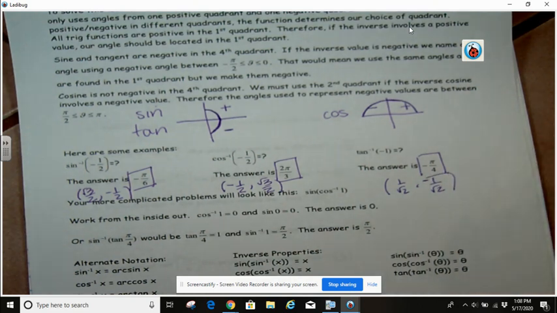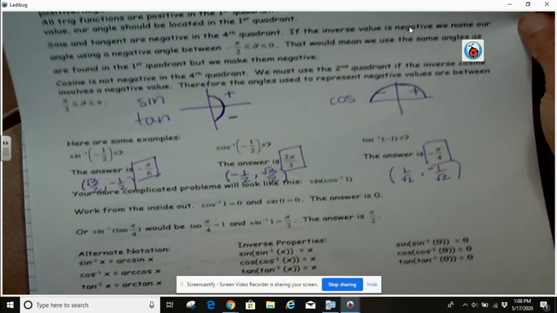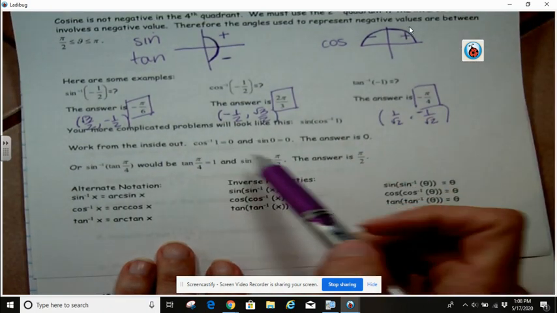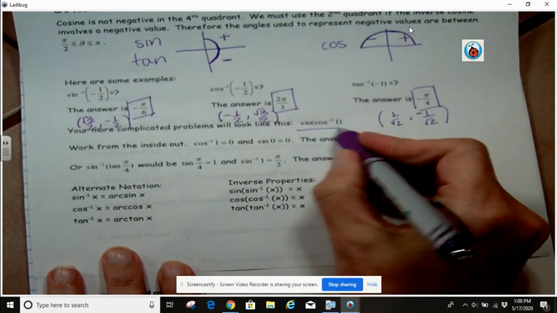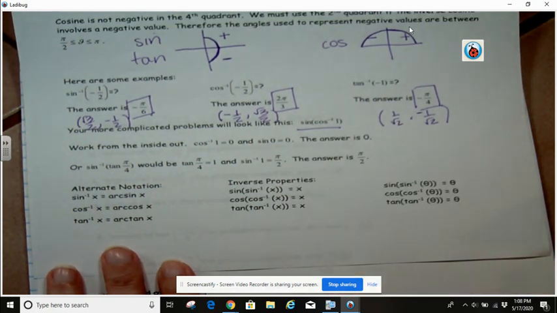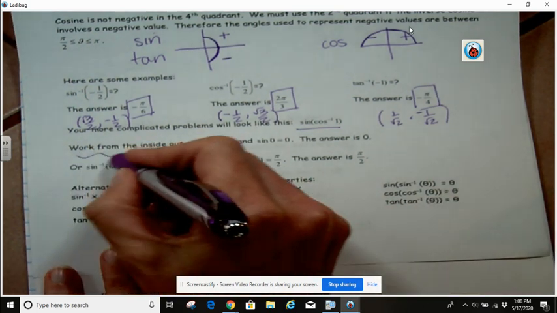So for sine, tangent, cosecant, cotangent, if the value given is negative, answer as if it was positive, but then just put a negative on the angle that you come up with. All right, so sometimes you have a little bit more difficult problem like this one. What is the sine of the inverse cosine that has a value of 1? You just want to work from the inside out.